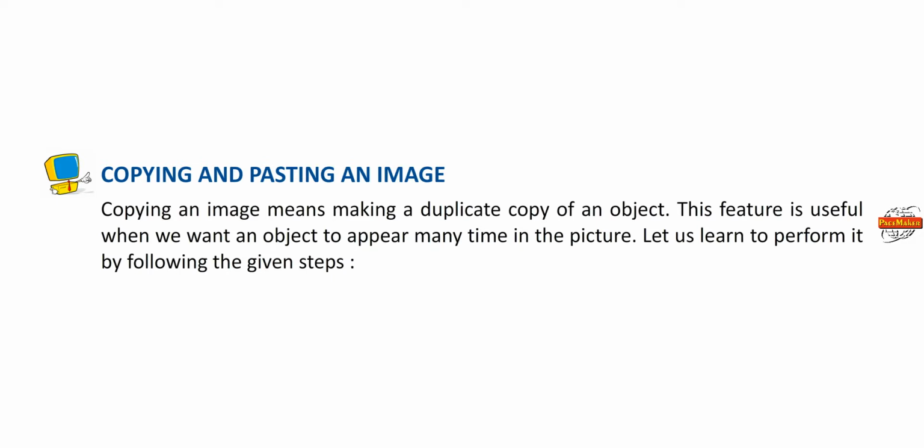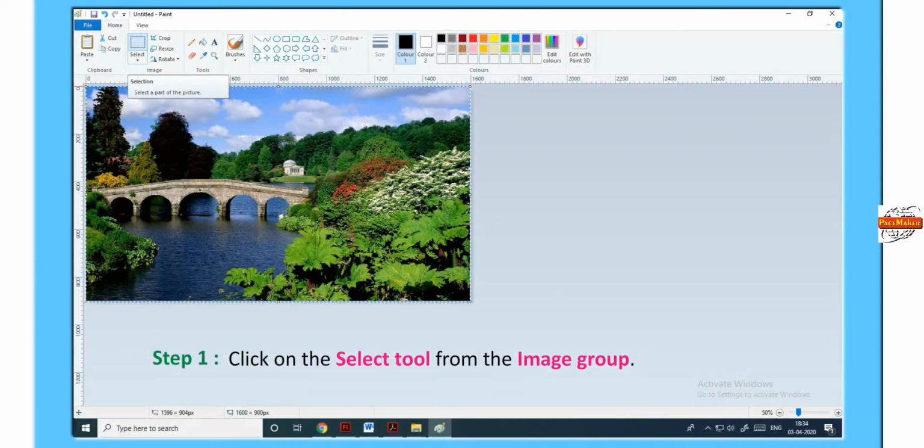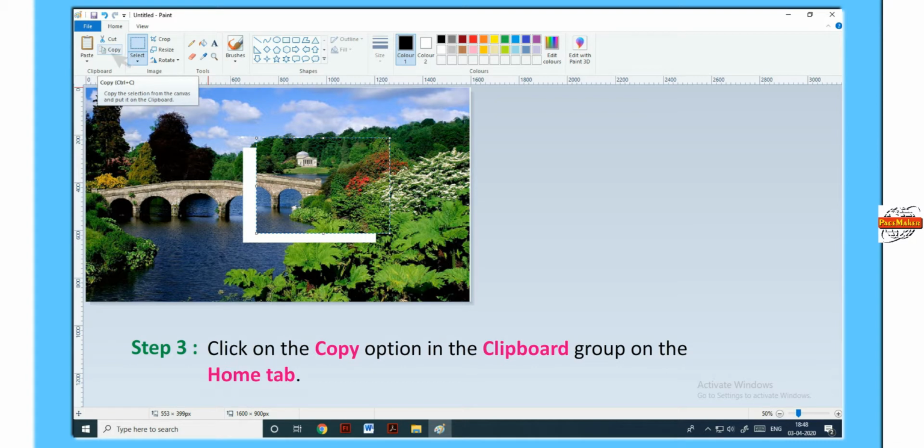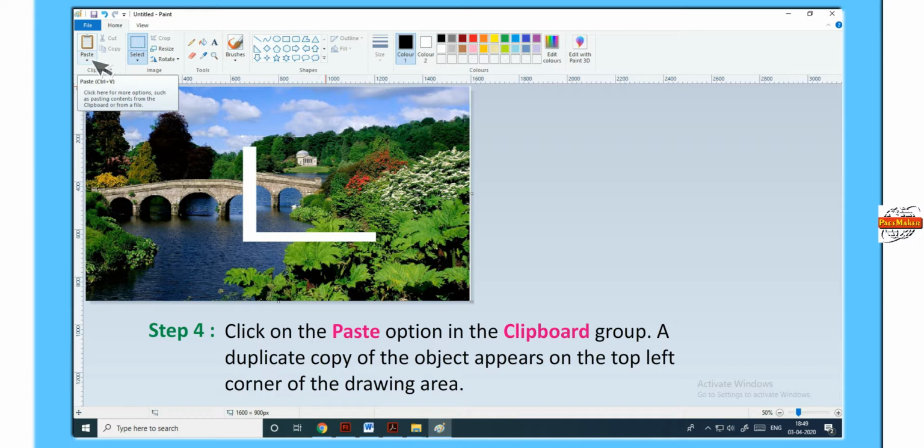Copying and pasting an image. Copying an image means making a duplicate copy of an object. This feature is useful when we want an object to appear many times in the picture. Let's learn to perform it by following the given steps. Step 1. Click on the Select tool from the image group. Step 2. Select the part of the picture to be copied using the Selection tool. In Step 3, click on the Copy option in the Clipboard group on the Home tab. And in Step 4, click on the Paste option in the Clipboard group.